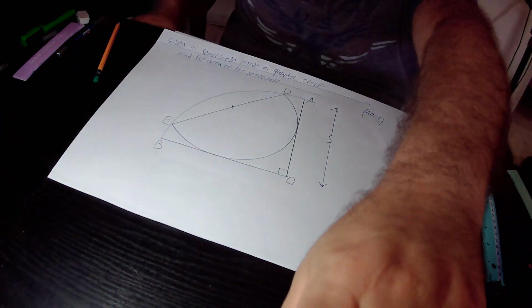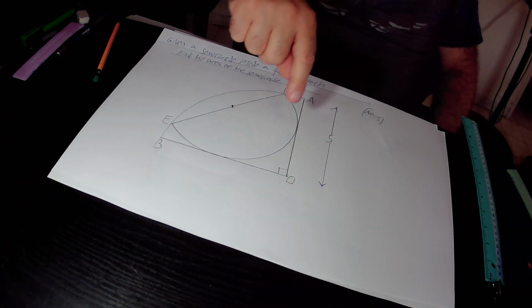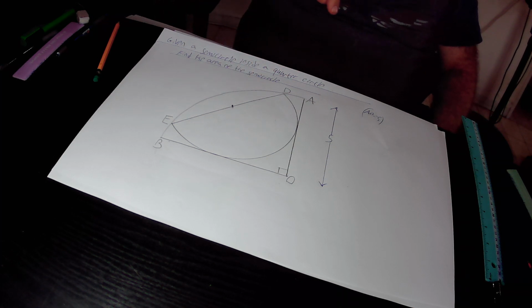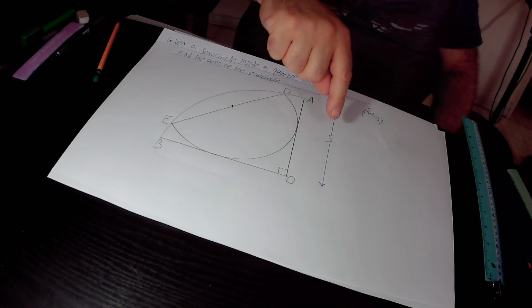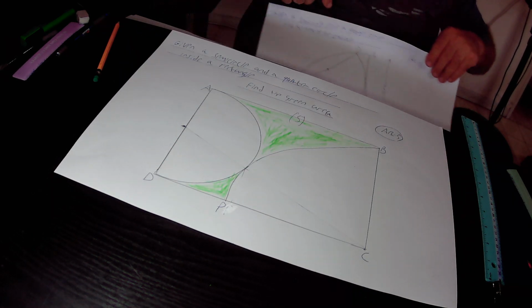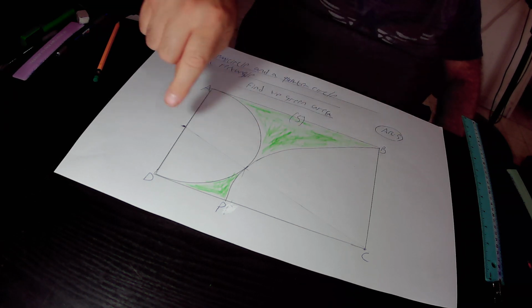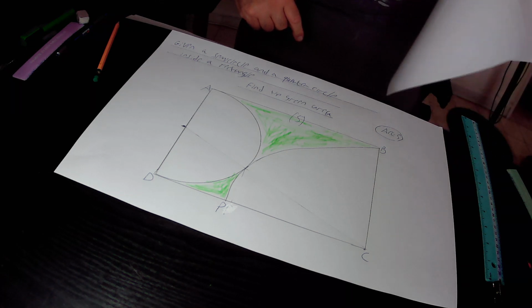Hello, in this lecture we'll answer two questions. In the first question, we'll find out the area of this semicircle that is inside this quarter circle. And in the second question, we'll find out the area of this green shape that is inside rectangle ABCD. So we'll start with the first question.